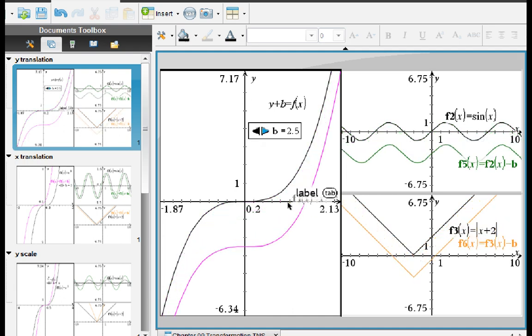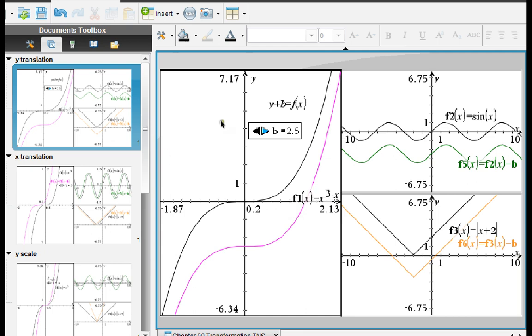Nothing beats being a bit more concrete. Let me explain what this is about. I sketched the black ones, the original graph, y equals f(x). That means this is the x squared graph, this is the sine graph, this is the mod graph. If you take a look at the colored lines, these are y plus b equals f(x). And what is b? b is 2.5 for this case. So y plus 2.5, you actually translate downwards by 2.5.